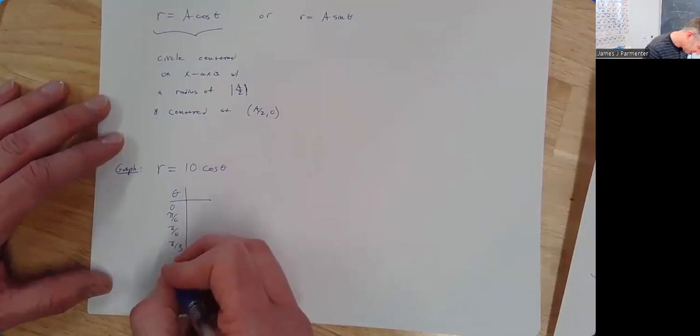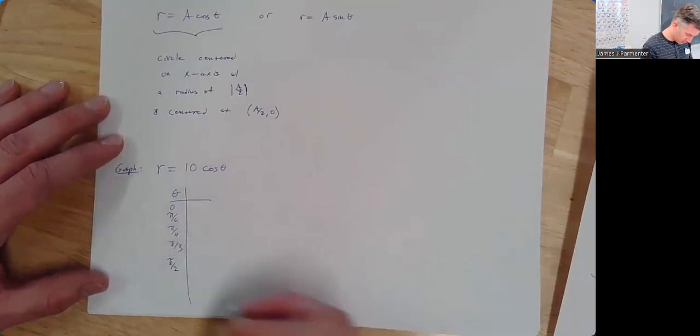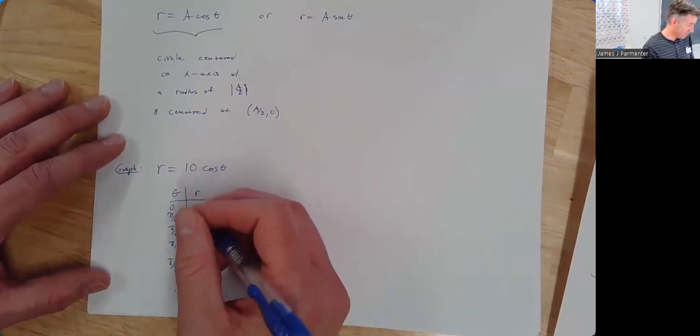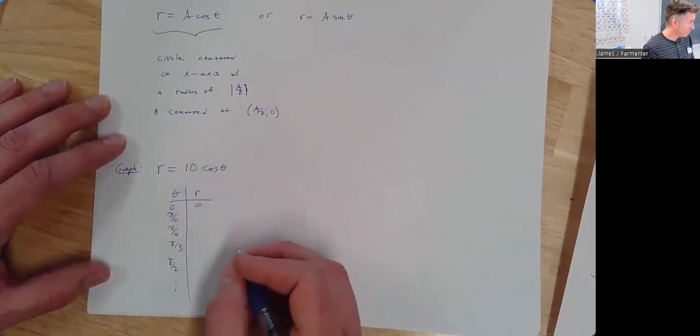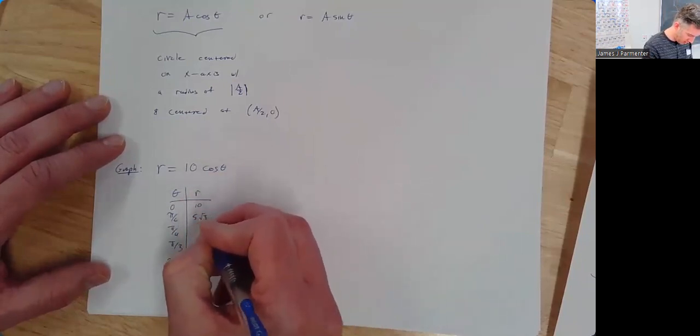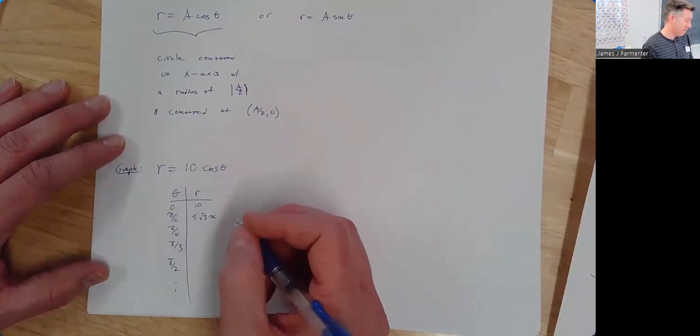Okay. Pi over 2, etc. So cosine of 0 is 1. 10 times 1 is 10. Cosine of pi over 6 is root 3 over 2. 10 times that is going to be 5 root 3, which is about 8.5.